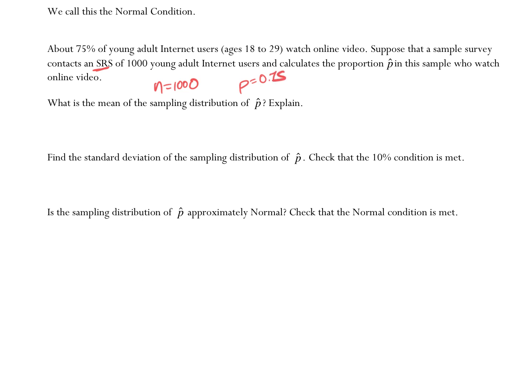So I'm going to take a sample of 1,000 people. Now, of that sample, is it going to be exactly 75%? Nah. So I could have a sample where it's only 70%. I could have a sample where it's 80%. But overall, what is the mean of all those p hats going to be? 0.75.